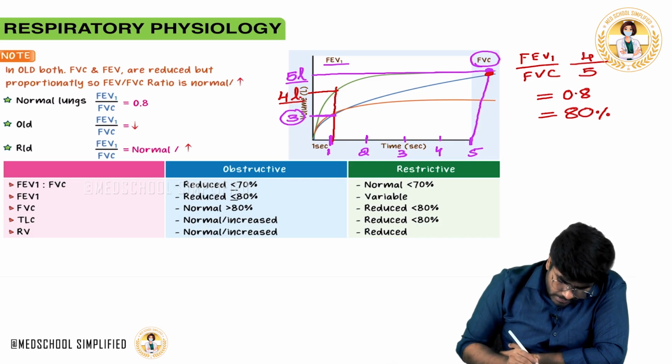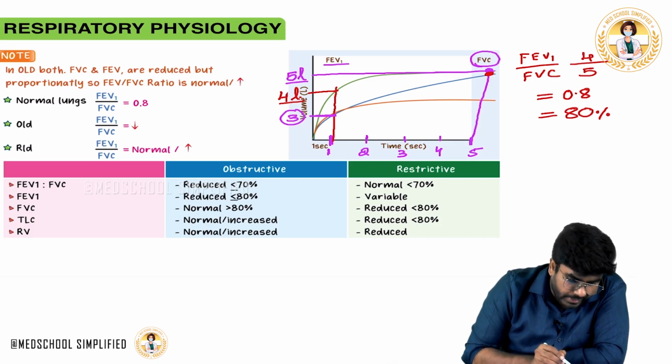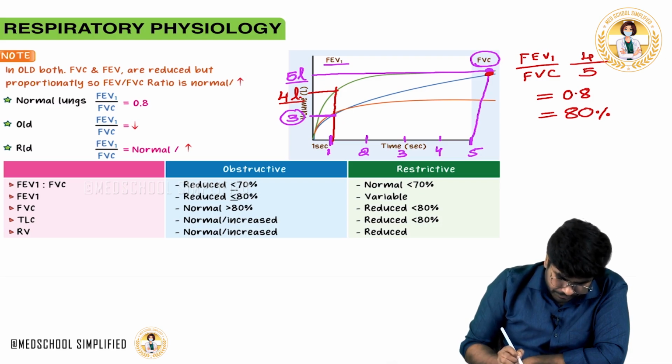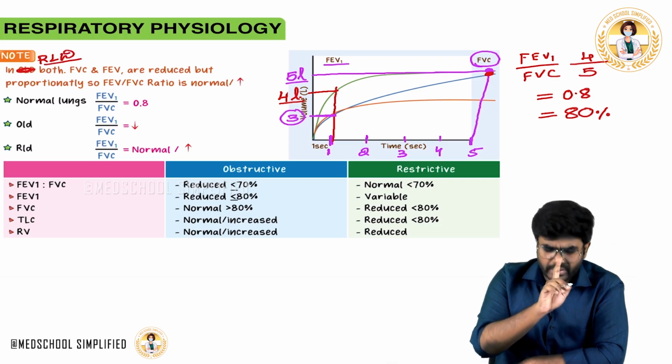Okay, so let's see one by one. In obstructive lung disease, okay, forced vital capacity and FEV1 are reduced. Okay guys, it's not obstructive lung disease, it's the restrictive lung disease. Please make a correction, restrictive lung disease. We'll get back to this later.